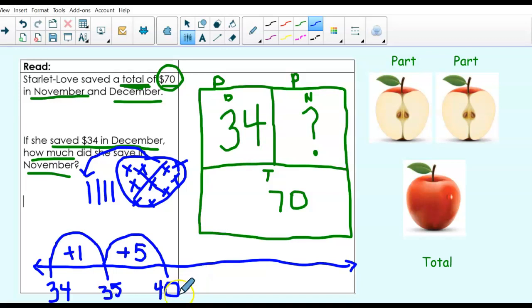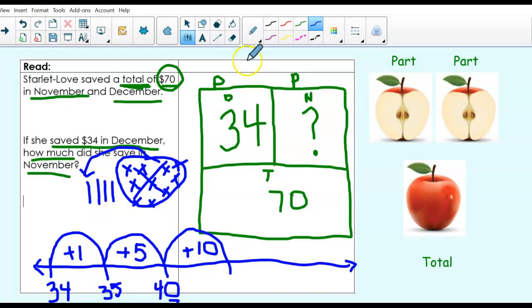Boys and girls, let's look at the number 40. This is also a friendly number, but this time it ends in zeros. Remember in class, boys and girls, when we have a number that ends in 0, we just start counting by tens. We skip count by tens until we get close to our answer. So let's go ahead and make a tens jump. Plus 10.